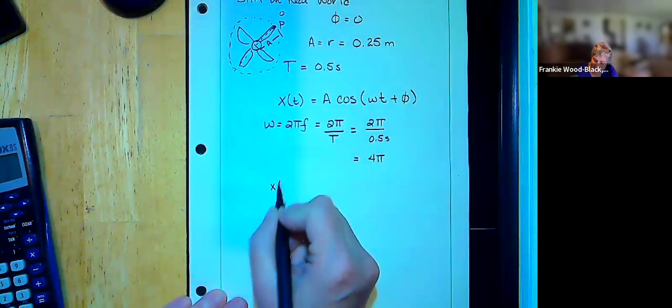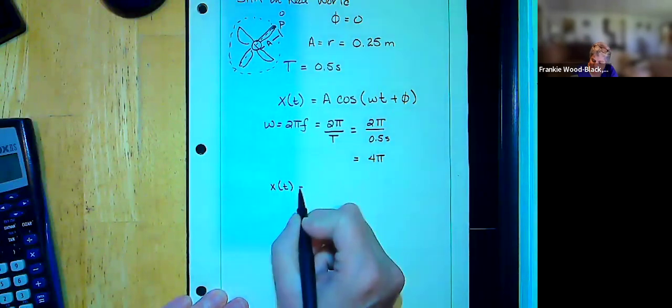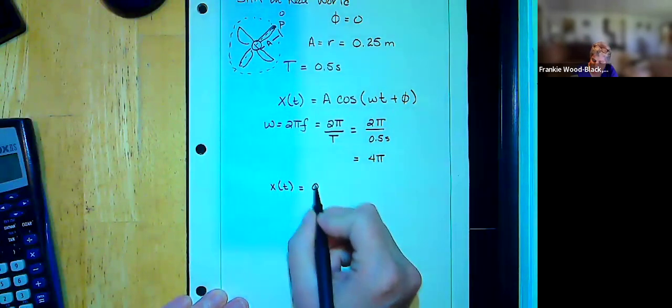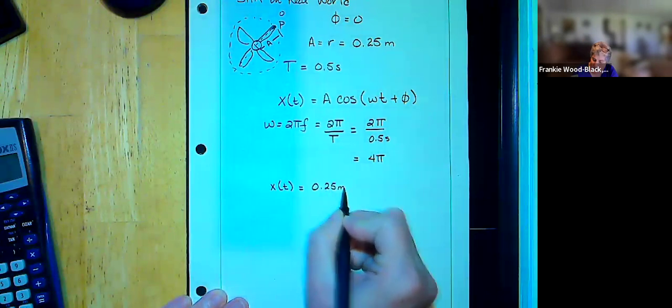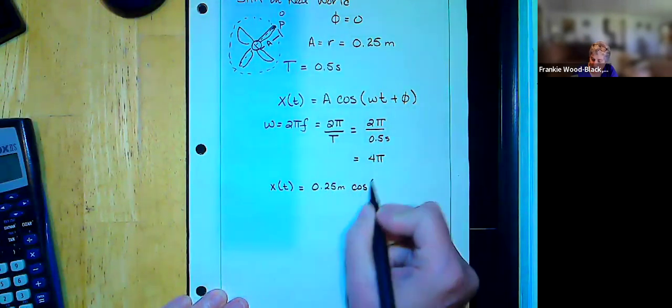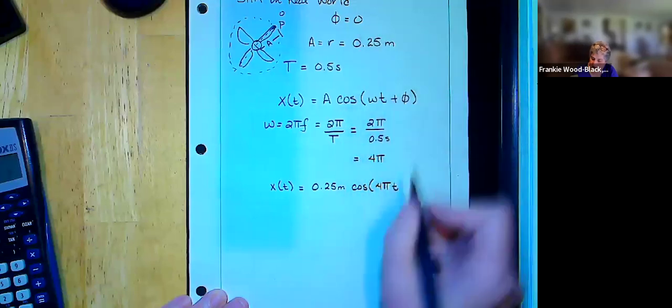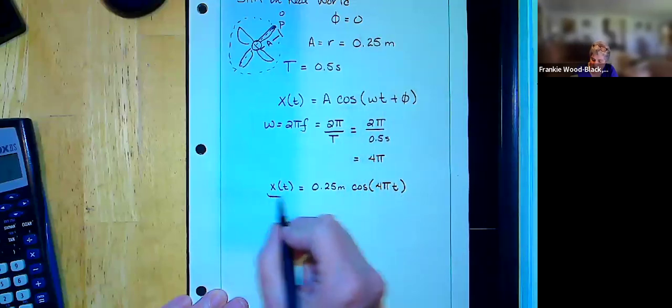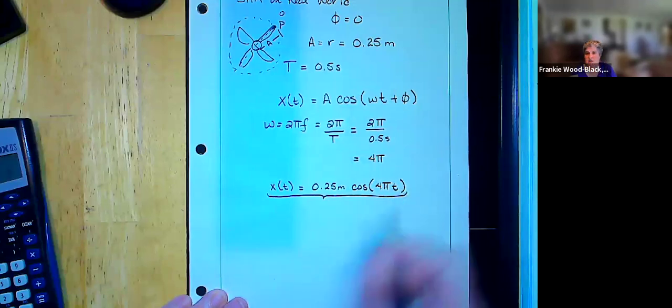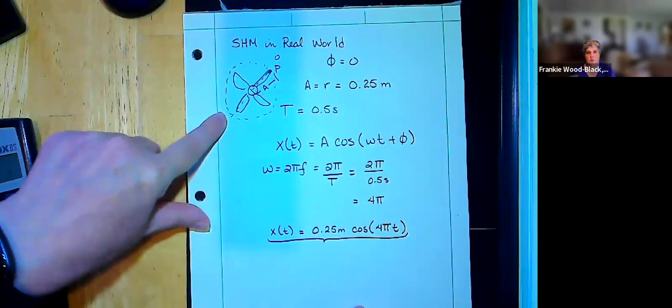But what I'm expecting to see in your PDF is as follows. I've got my 0.25 meters, my cosine, my 4 pi times t. We said my phase angle is 0. This is what I am looking for in your PDF for your real world example.